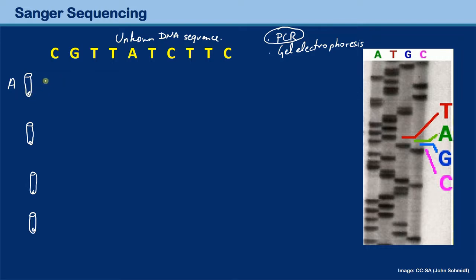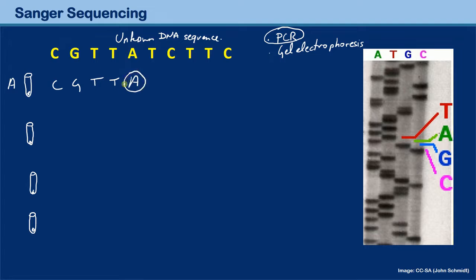So when I do a PCR, it will simply copy this DNA, and it will make a C, G, T, T, and A, and it will stop here. So the last one is an A.